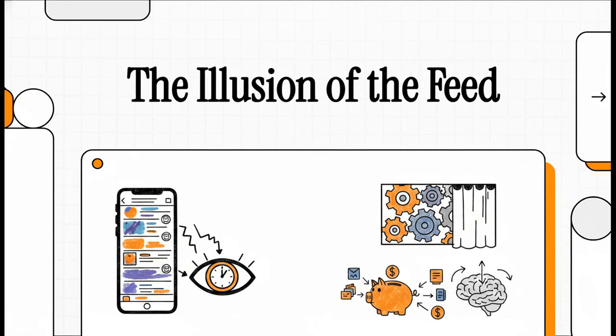Welcome to This Explainer. Today, we're pulling back the curtain on how popular social media platforms really operate. We're going to dive into everything from the psychology of the app interface right down to the underlying business models. If you've ever felt like your phone knows you maybe just a little too well, or you realize you're spending way more time scrolling than you ever intended, well, you're absolutely in the right place.